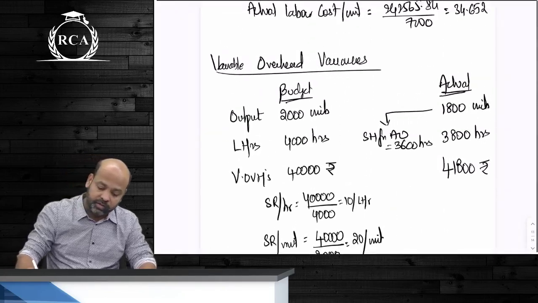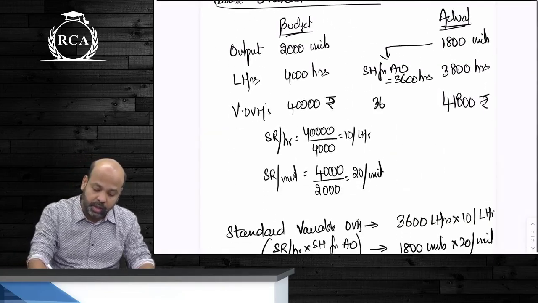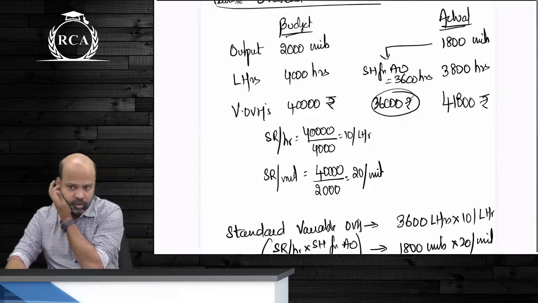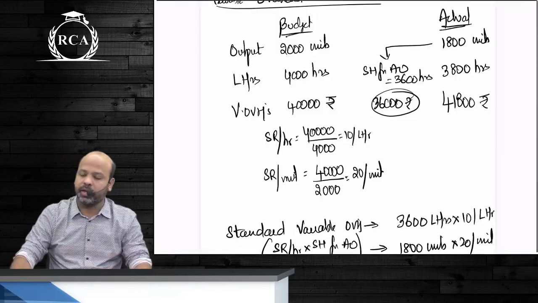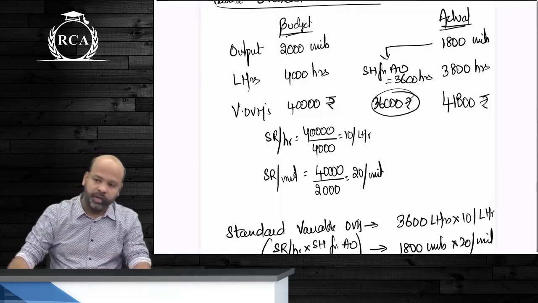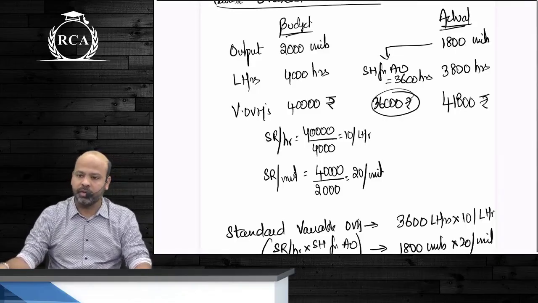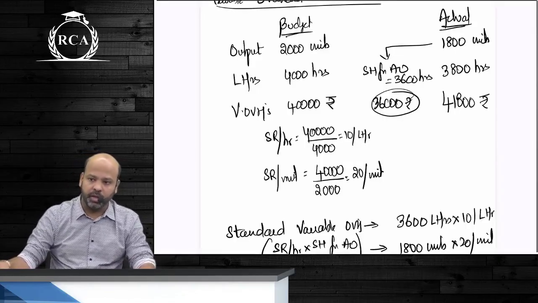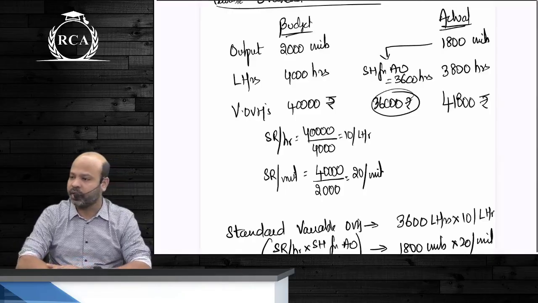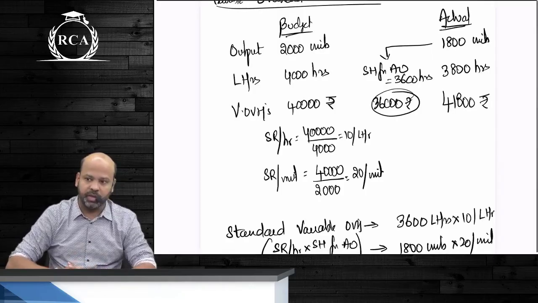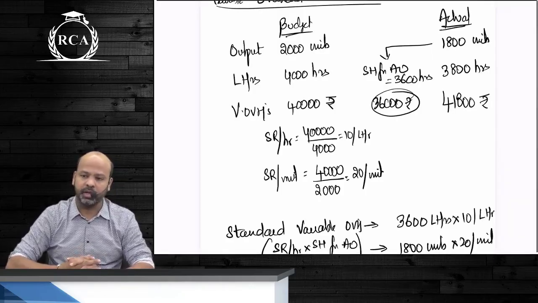So based on this, your standard cost should be 36,000. Whereas the actual overheads that we have incurred is 41,800. Yes, we have a variance arising here, and the variance is for an amount of 5,800 rupees. The total variance that we have is 5,800 adverse. 36,000 is the amount of standard variable overheads. Actual variable overheads are 41,800. Are we clear about this?